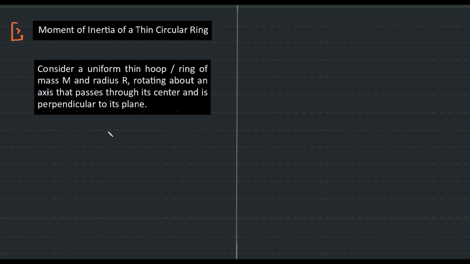So basically, if I happen to consider a ring in this manner, this being the center, this would be of radius r, and this is the plane, maybe the xy plane, whatever you want to consider. Point is, the axis of rotation is perpendicular to this. Okay, so let me actually do it properly. It would be perpendicular in this manner. That would be your axis of rotation.